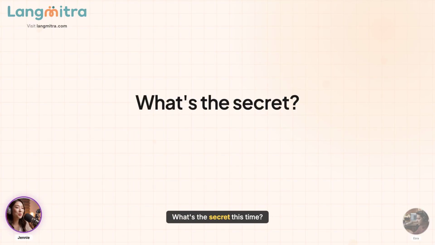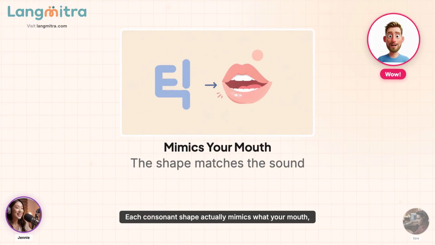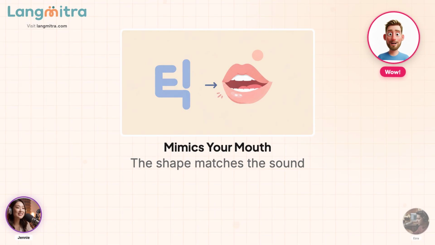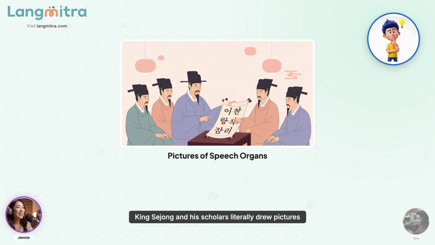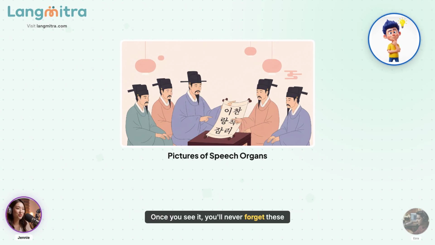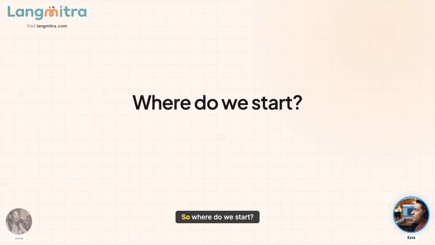Oh, really? What's the secret this time? Each consonant shape actually mimics what your mouth, tongue, or lips are doing when you make that sound. King Sejong and his scholars literally drew pictures of the speech organs. Once you see it, you'll never forget these letters. That's incredible. So where do we start?